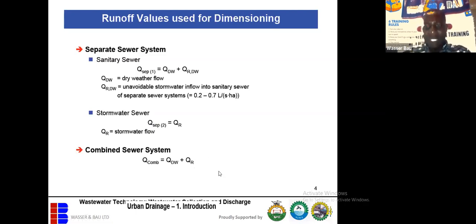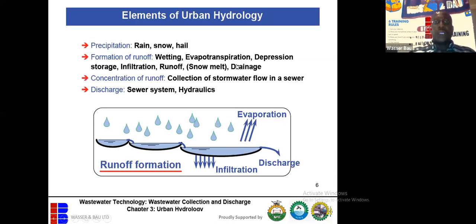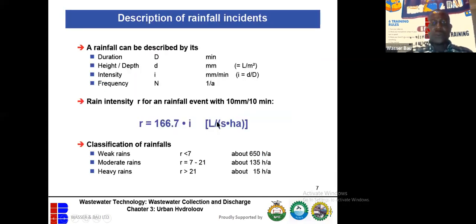Now, there's something I want to establish here with every one of us. That is the fact that when I say storm in hydrology, it's talking about rain intensity. When I say sewer, I'm not talking about the foul sewer, what is coming from the household. I want you to know that. Then for the urban hydrology, it is the rain, the runoff, collection of stormwater in a sewer, and then the discharge.